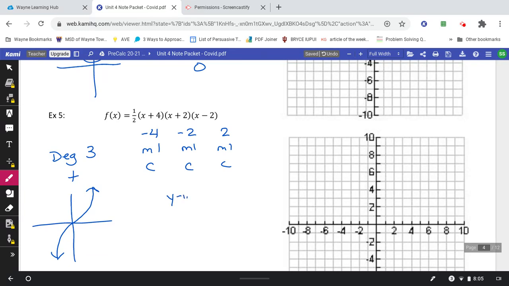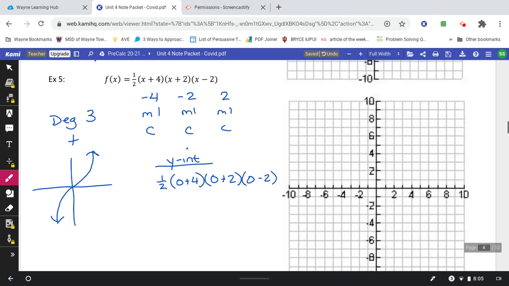And then we find our y-intercept. We'll plug a 0 in for all of the x's. That'll help us find our y-intercept. Take a moment, see if you can simplify that, find your answer. When I multiply all those things together, I end up with an answer of -8 for my y-intercept.